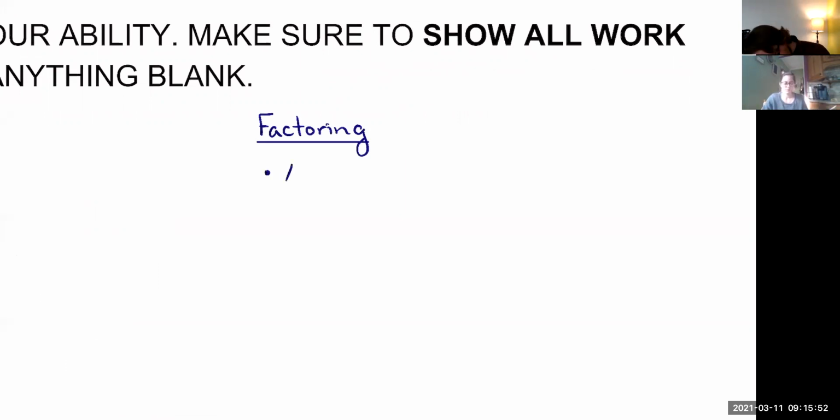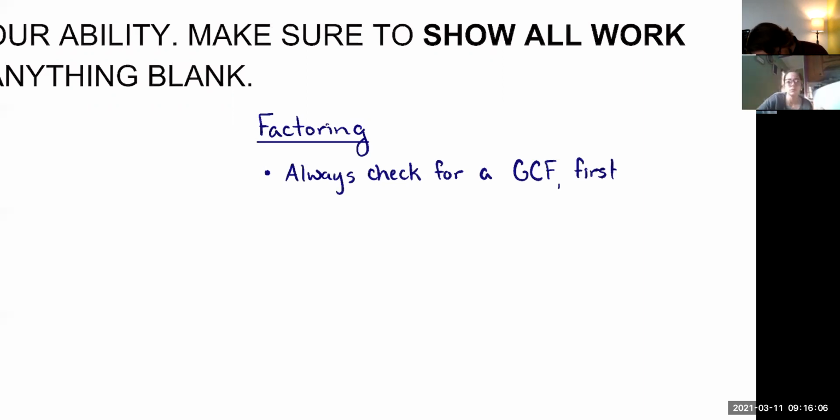First thing, you must always check for a greatest common factor first. Always check for greatest common factor first. There will not always be one, but you must always look for one before you do any other kind of factoring. Then after the greatest common factor is dealt with, or at the very least considered, what you do next depends upon how many terms you have.